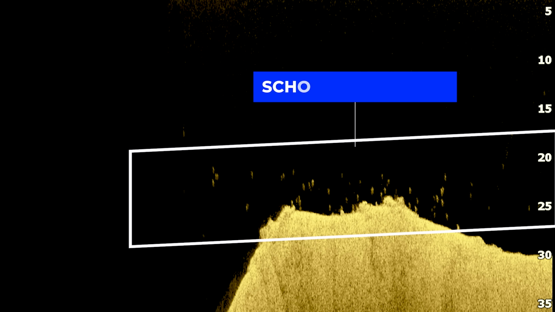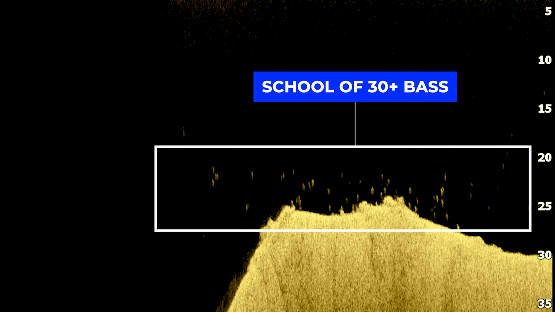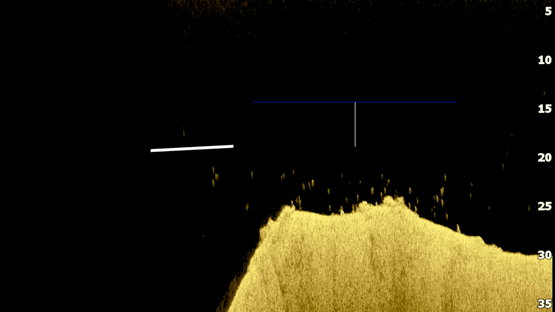This is what a school of bass looks like on the downscan view of your fish finder. These small dots are bass, and the reason we know they're bass is because of how they're positioned relative to the bottom of the lake and also relative to each other.